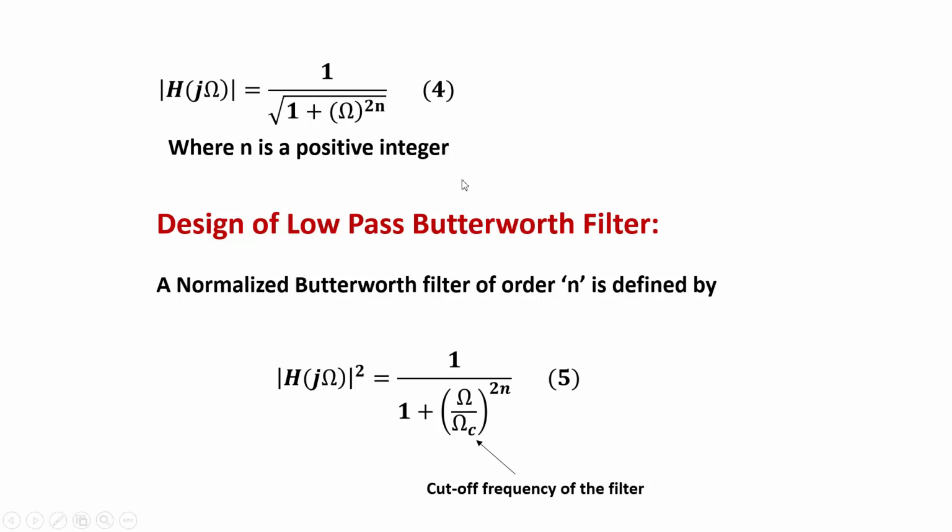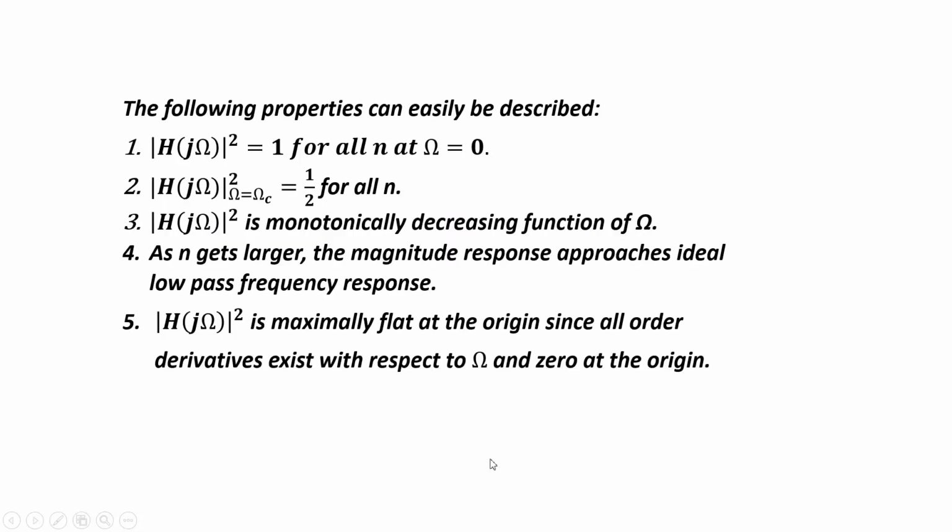Now let's see how to design the low pass Butterworth filter. Now we know how a normalized Butterworth filter of order n is defined. This omega is any frequency, this is a variable. This variable frequency is divided by the cutoff frequency of the filter that we have chosen to design as a low pass filter. This we call the normalization. Now this is the normalized response. Capital omega c is the cutoff frequency of the filter.